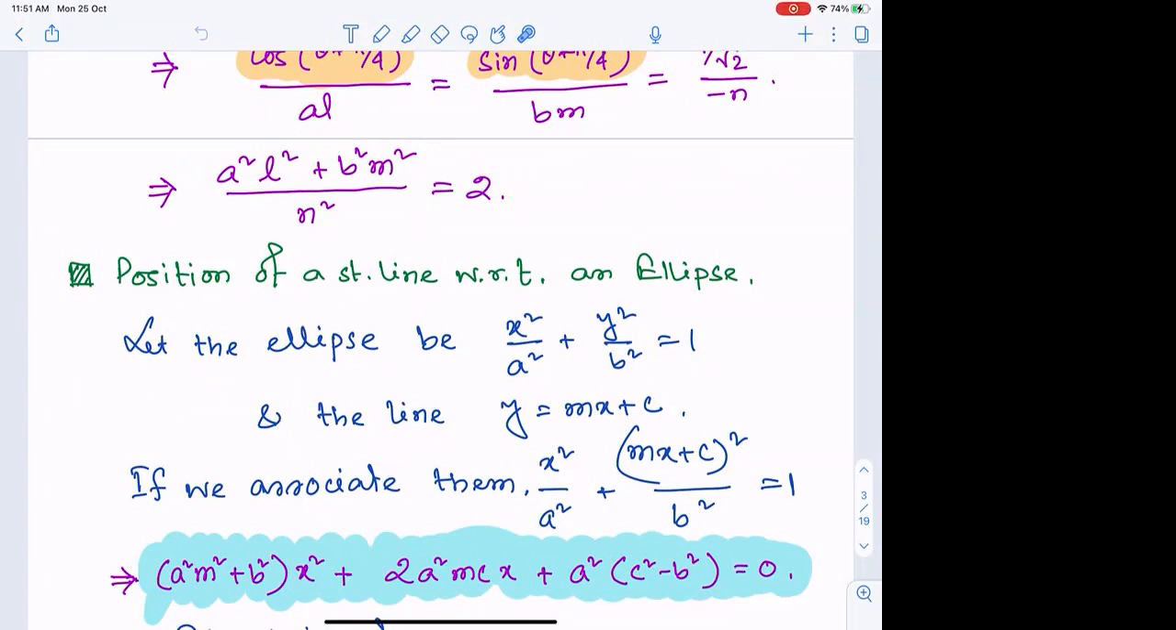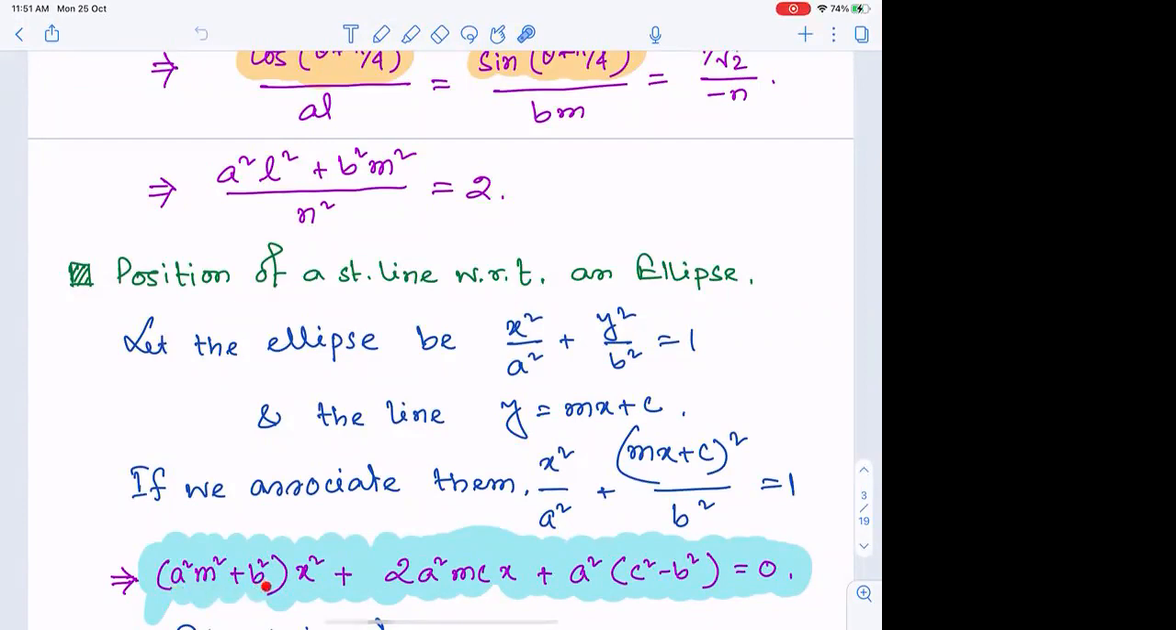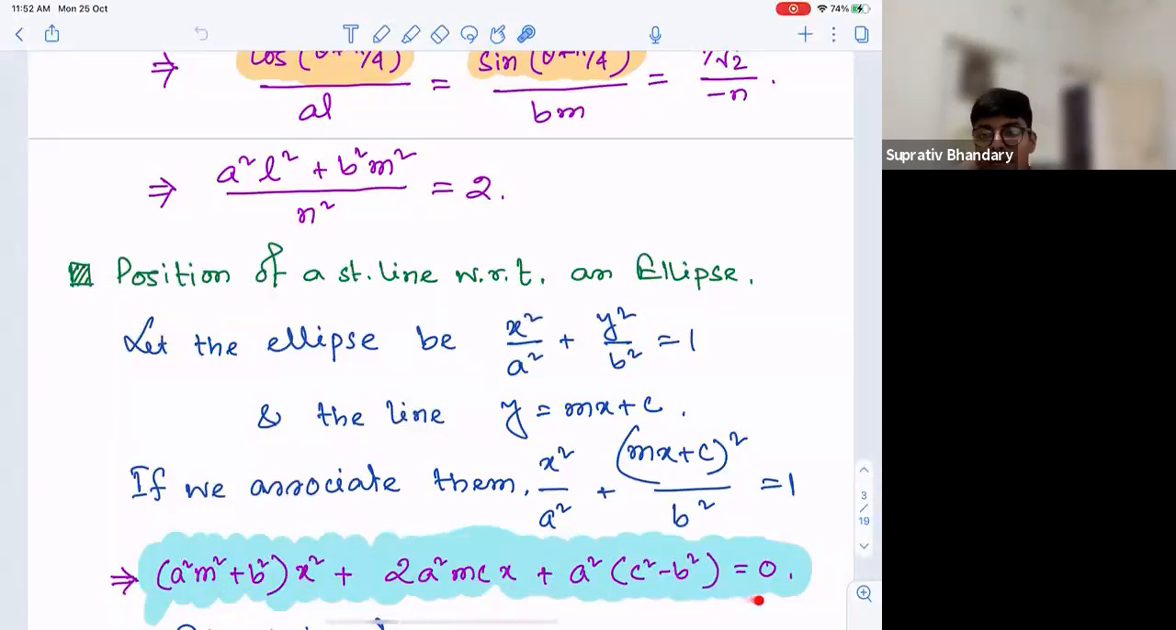Now the question is, can we confirm this association to be a quadratic? If you recall in the parabola, we were not in a position to conclude that in general, as the leading coefficient was m square. So we concluded that for a line parallel to the axis of a parabola, the association was not quadratic. But do we have any such problem over here due to any value of m? No. A square m square plus b square is definitely non-zero. We can even mark it to be positive. And hence, this is for sure a quadratic.